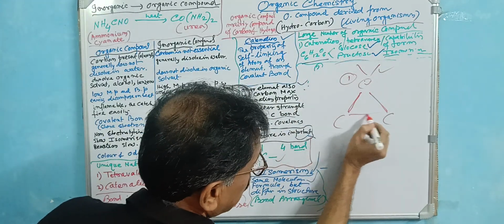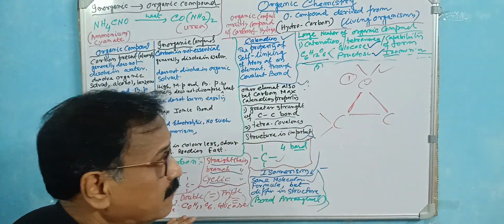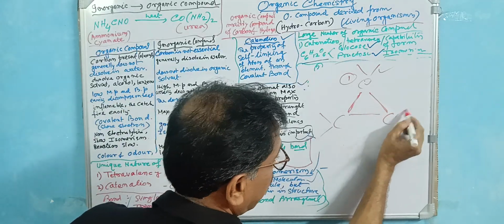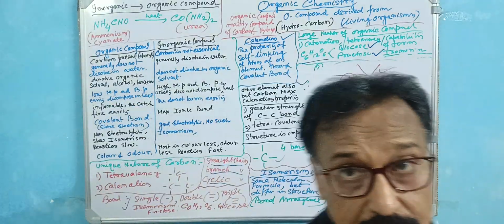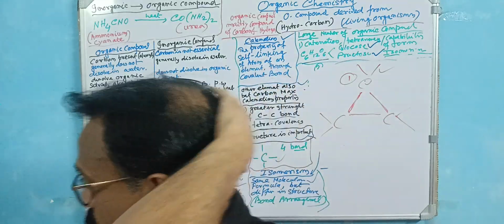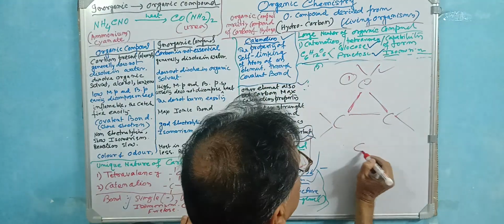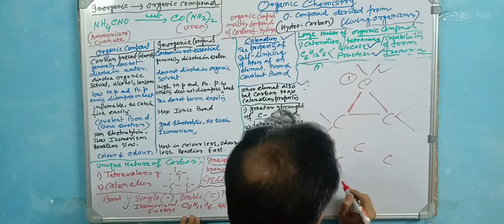In that carbon, this 1 hand, this is 1 hand. This is 2 hand is there. Here is the carbon. This is 1 hand. This is called the closed chain or cyclo. Closed chain or cyclo.